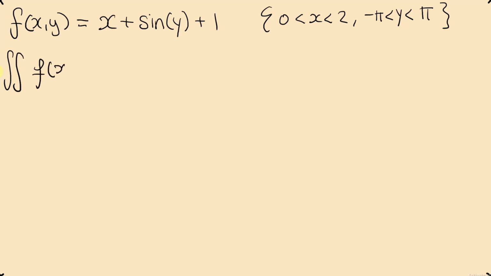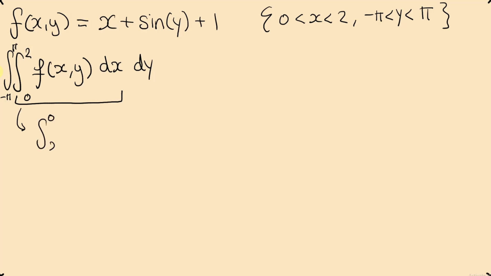Remember that this is trying to find the volume. I'll do a little sketch at the end to show what this actually means, right? So we can start off with this, and we'll write in our bounds. The first bound is for dx, so that's 0 to 2. The second bound is minus pi to pi. So we'll just look at this bit here. We've just got the integral from 0 to 2 of f of x, y dx.